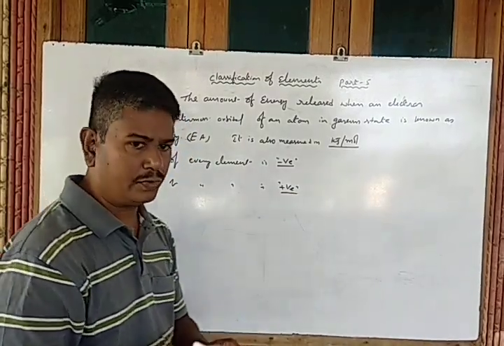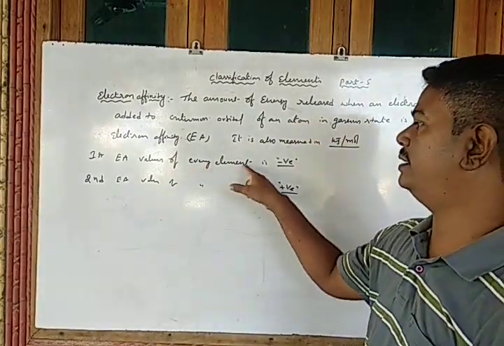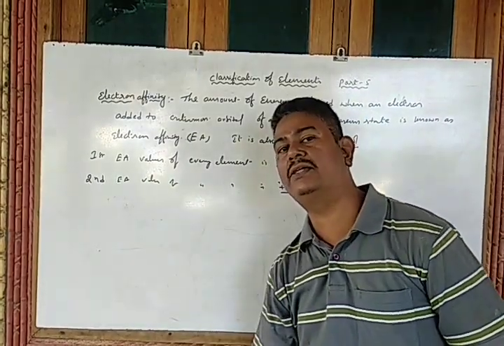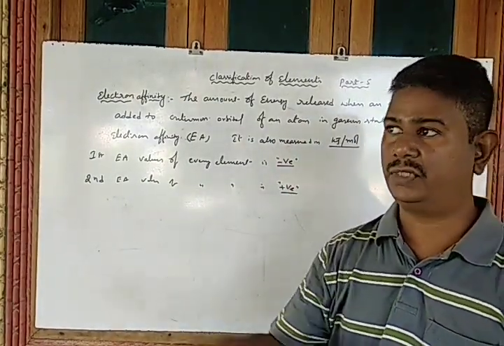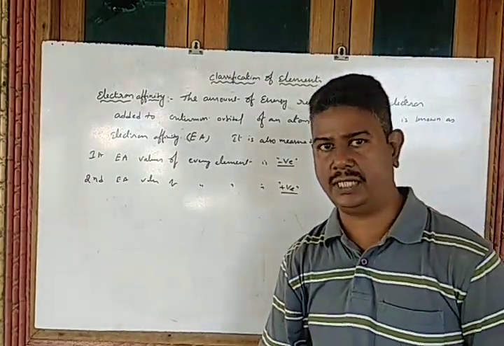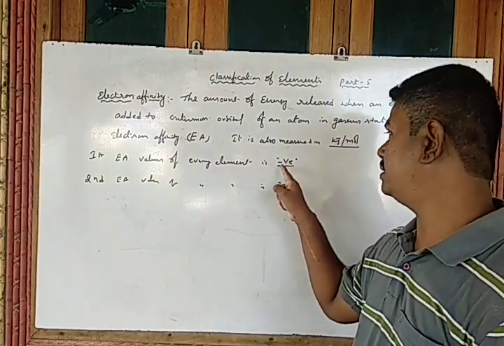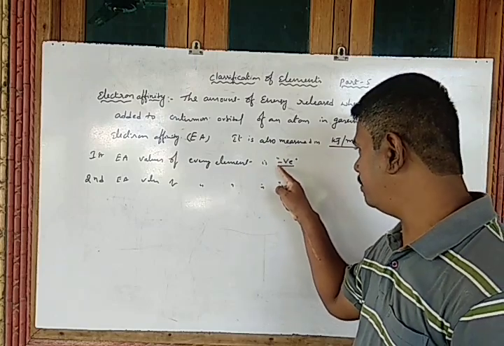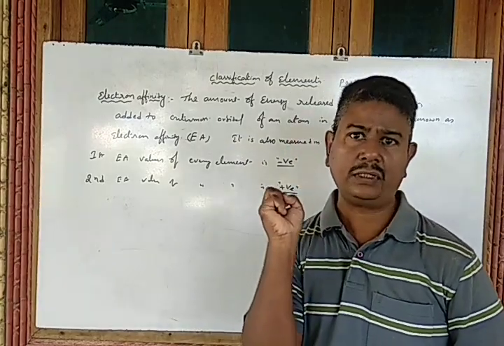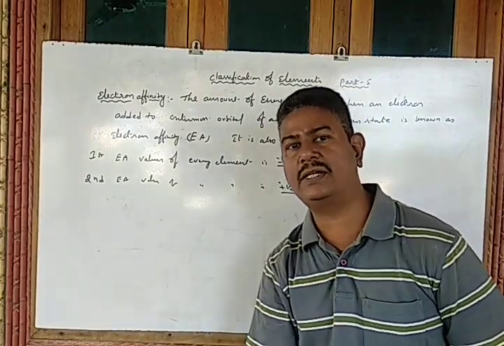So clear now? The first electron affinity of every element is negative, whereas the second electron affinity value is positive, because the second electron is repelled by the remaining electrons present in the outermost shell. Thermodynamically, negative means energy is released, whereas positive means energy is absorbed. That is about electron affinity.